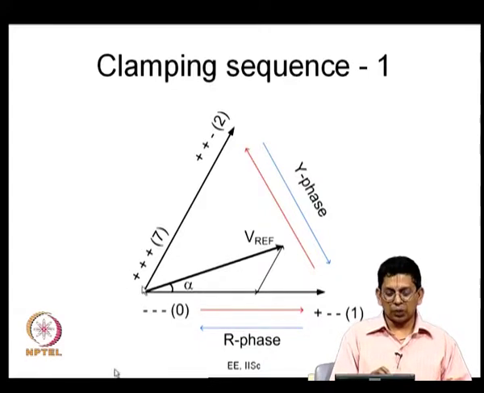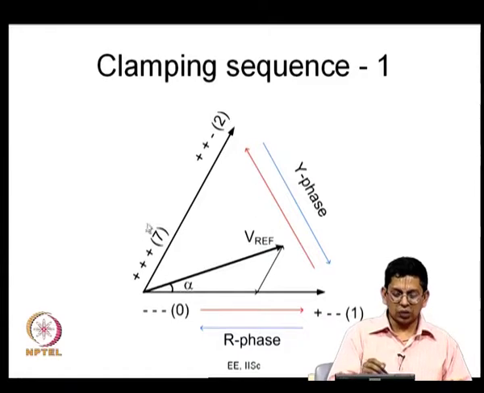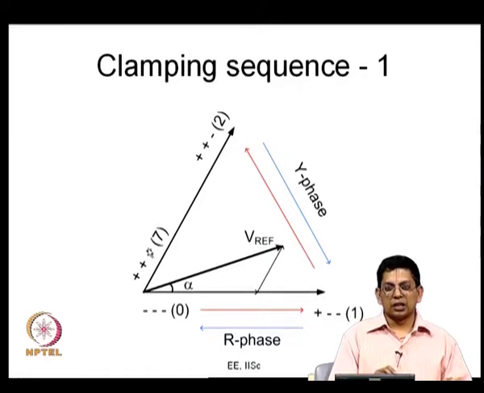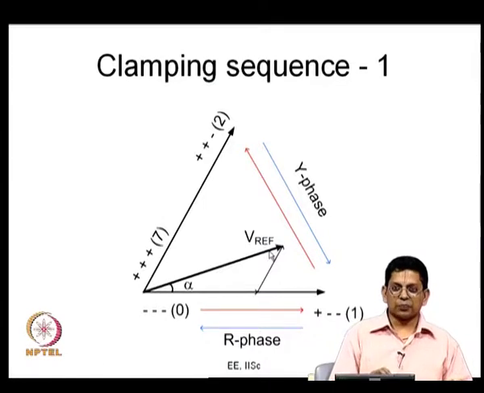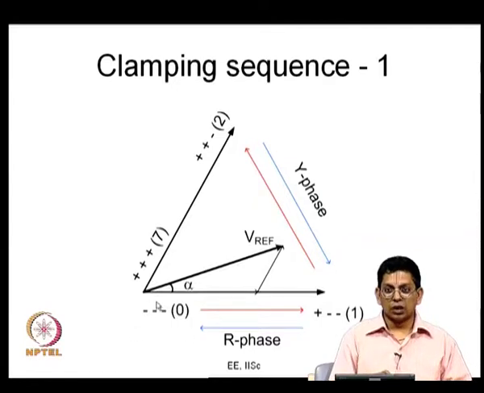Now, we are considering a particular situation where we are totally ignoring the 0 state plus, that is the 0 state 7, in a particular subcycle. We want to produce this reference vector only with these 2 active vectors and this 0 state alone. So, how do you do it?